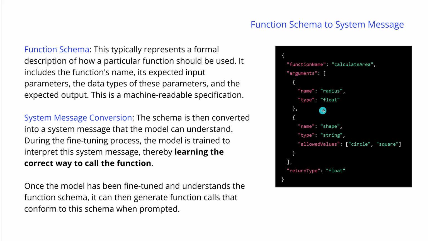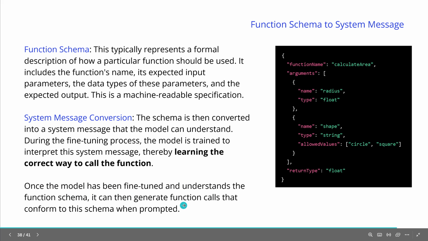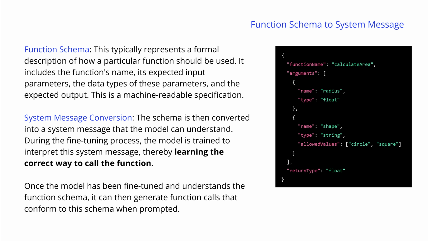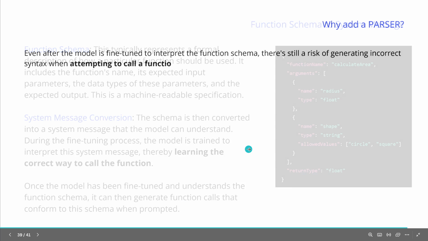And then you have the system message conversion. This schema is then converted into a system message that the model can understand. And during the fine-tuning process, and remember, we are still talking about MemGPT, the fine-tuning of MemGPT, the model is trained to interpret the system messages, thereby learning the correct way to call the functions. And once the LLM or VLM has been fine-tuned and understands the function schema, it can then generate function calls that conform to the schema when prompted, like when and to what extent to collect new memory data.